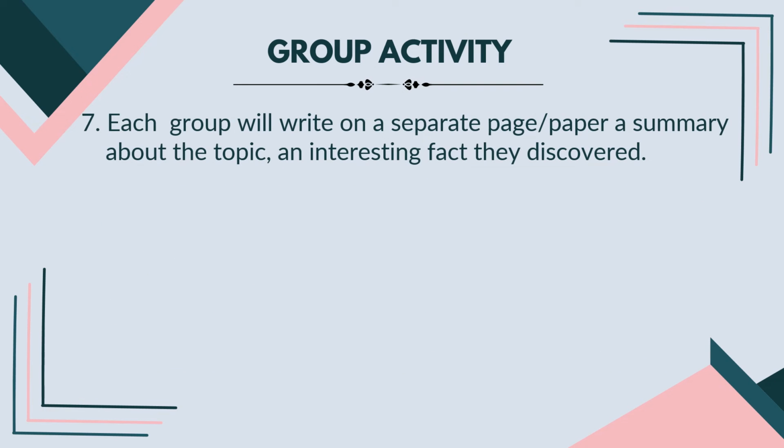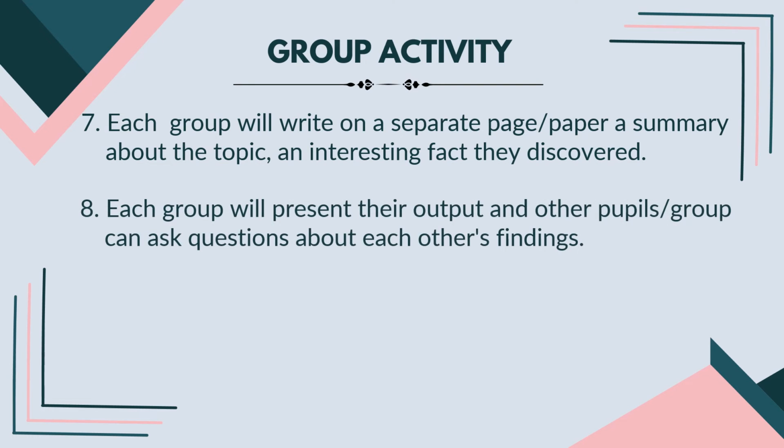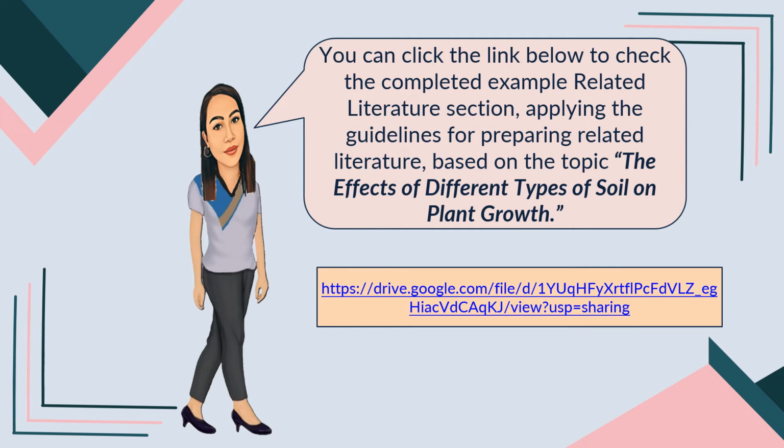Each group will write on a separate page or paper a summary about the topic, an interesting fact they discovered. Each group will present their output, and other pupils or groups can ask questions about each other's findings. Again, you can click the link below to check the completed example related literature section, applying the guidelines for preparing related literature based on the topic, the effects of different types of soil on plant growth.